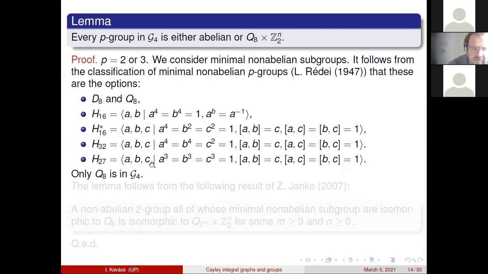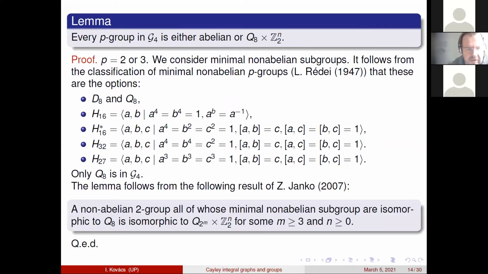And then we were lucky because we can apply the result of Janko, which says that a non-abelian 2-group, all of whose minimal non-abelian subgroups are isomorphic to Q8, must be isomorphic to a direct product of a generalized quaternion group and an elementary abelian 2-group. In our case, of course, this must be Q8, and then we get the result.